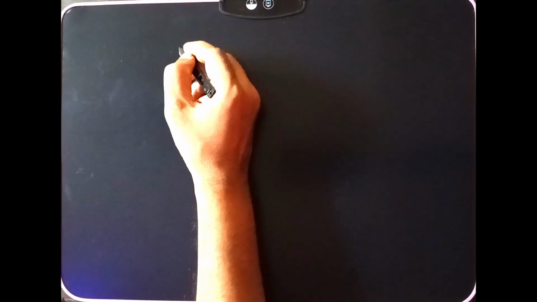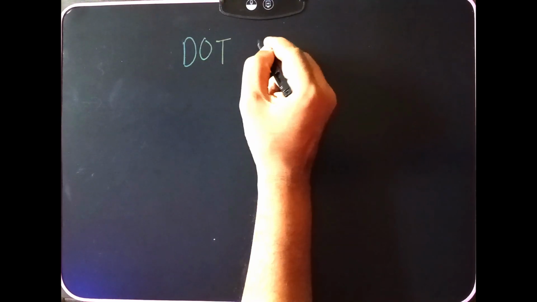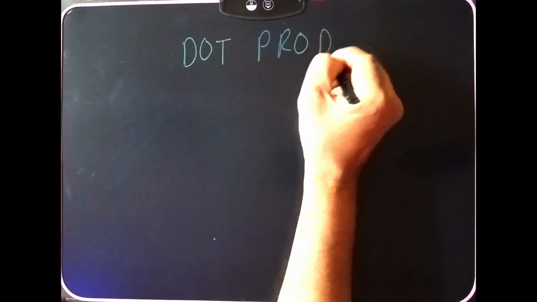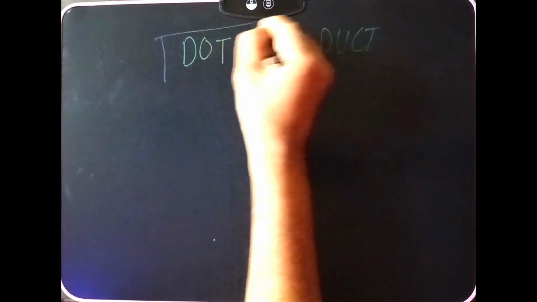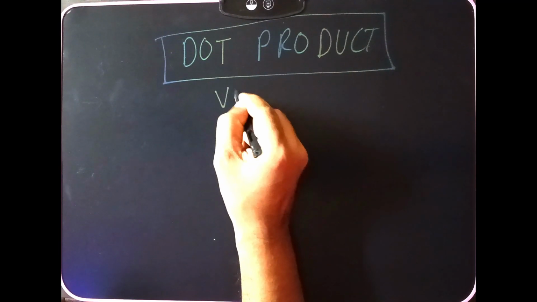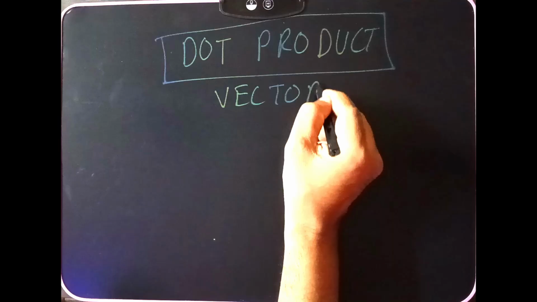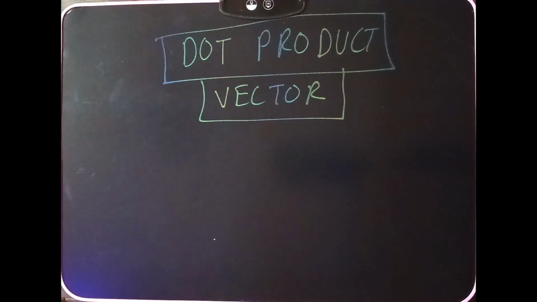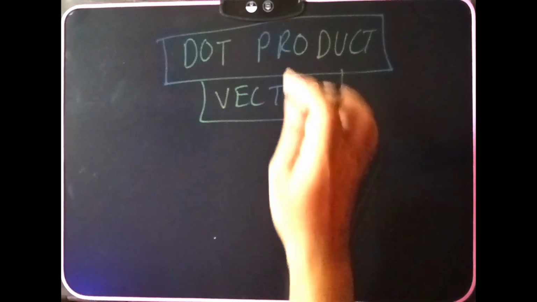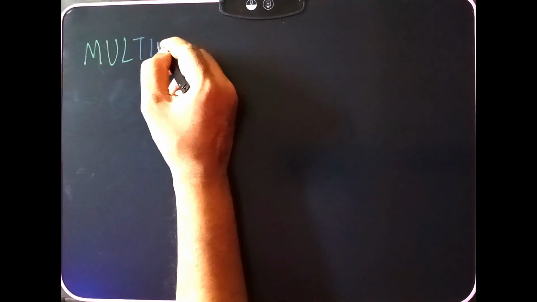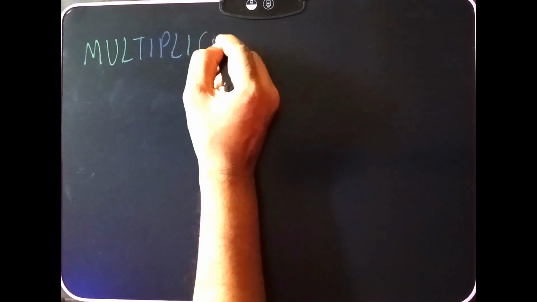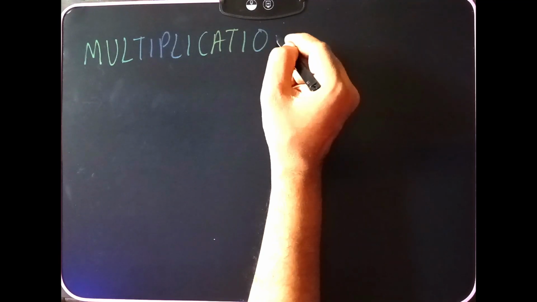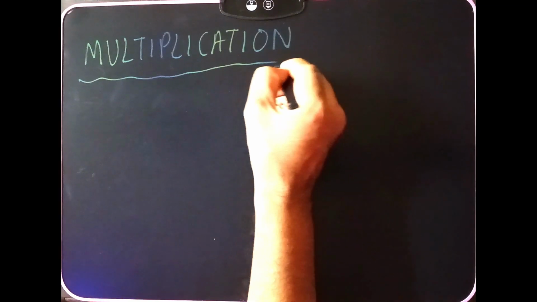So let us see about dot product today. We are going to understand dot product for vectors. So let us proceed. Under dot product, we actually consider multiplication of vectors. Okay, it's called multiplication of vectors.